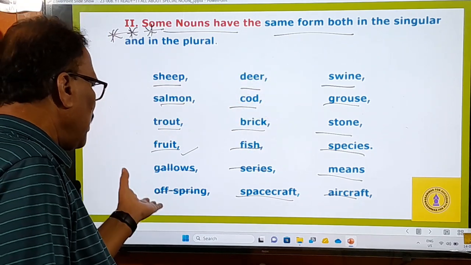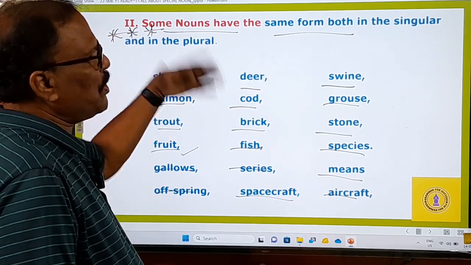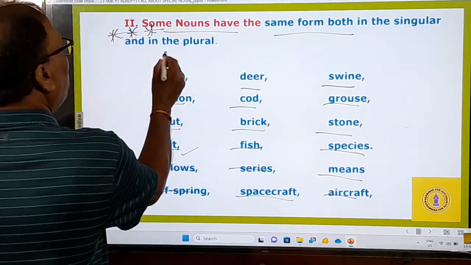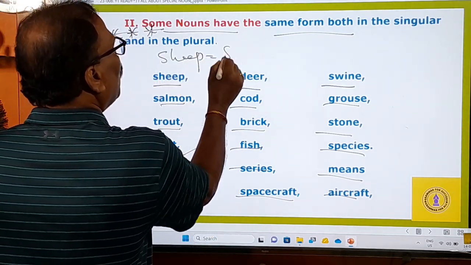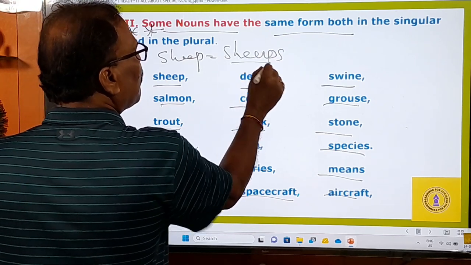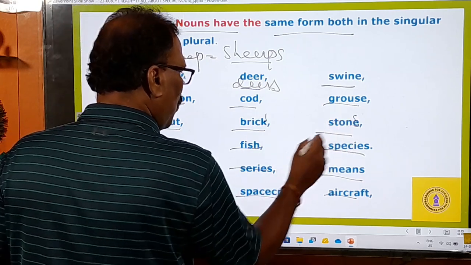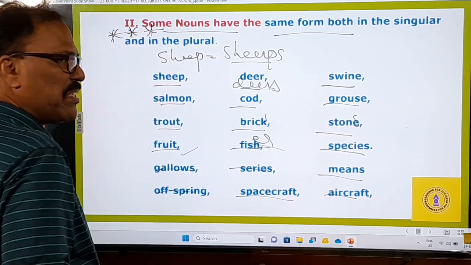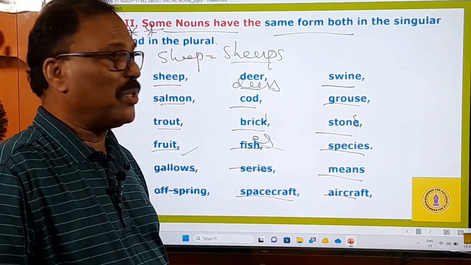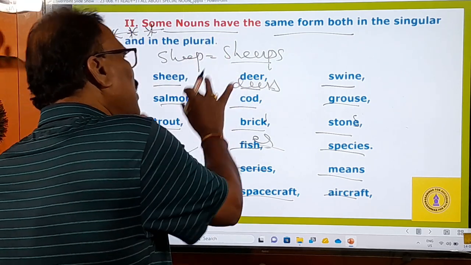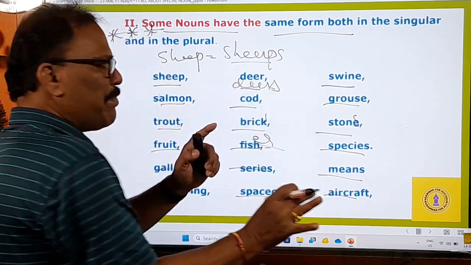Sheep is singular, sheep is plural. Deer is singular, deer is plural. You cannot say sheep, plural is sheeps. You cannot say deer, deers. You cannot say brick, bricks, stone, stones, fishes. Some people say, I'm bringing some fishes from the market. No, I'm bringing fish from the market. So these are both singular and plural. They don't change their shape.